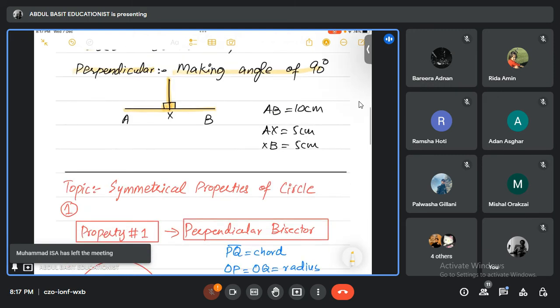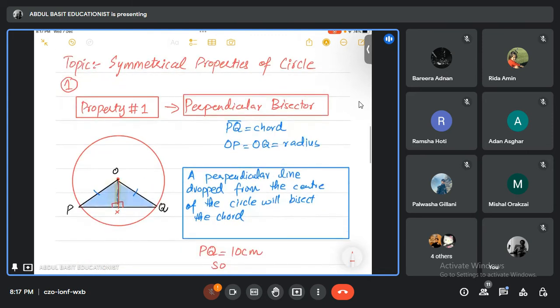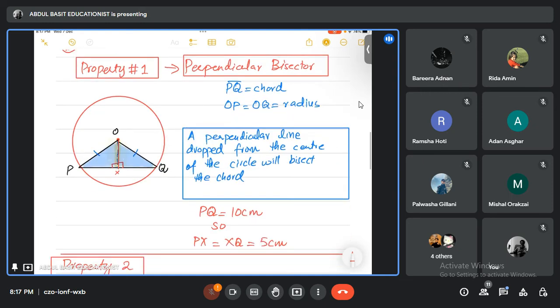Then we studied symmetrical properties of circle. Property number one is the perpendicular bisector: a perpendicular line dropped from the center of the circle will bisect the chord. अगर एक perpendicular line को center से drop किया जाए तो वो chord को दो pieces में तोड़ देगी. मतलब अगर P to Q की length 10 centimeter है, तो half half होके ये 5 5 हो जाएंगे.